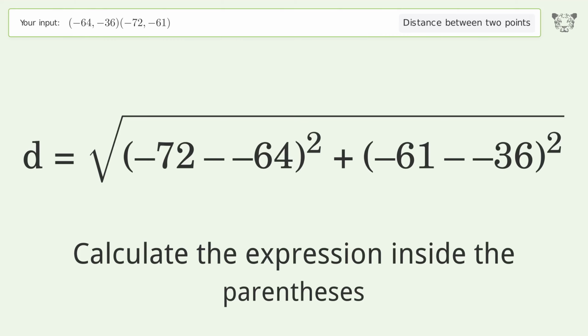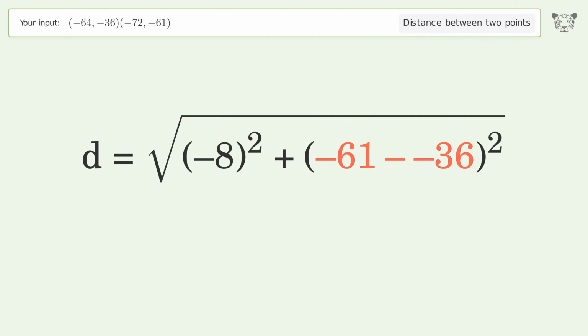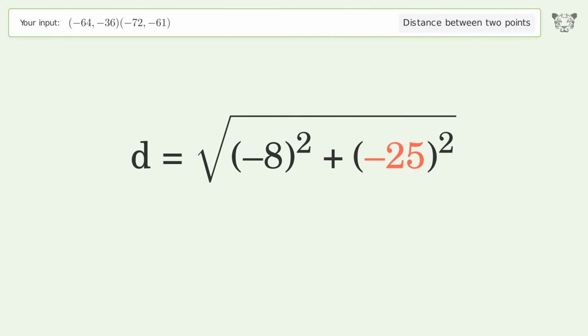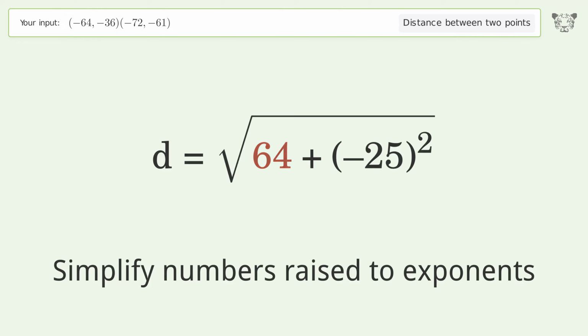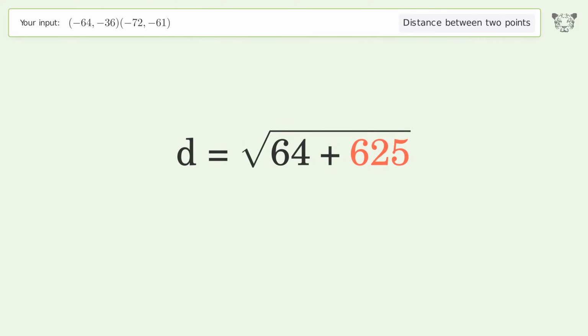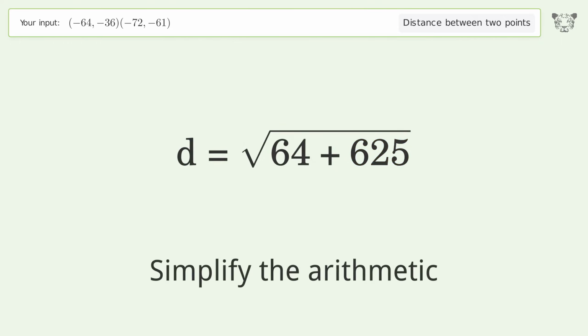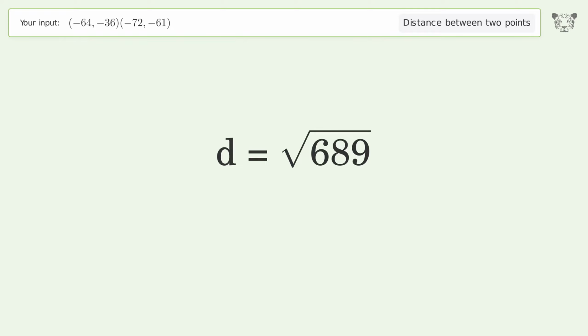Calculate the expression inside the parentheses. Simplify numbers raised to exponents. Simplify the arithmetic. And so the distance between the 2 points is the square root of 689, or 26.249.